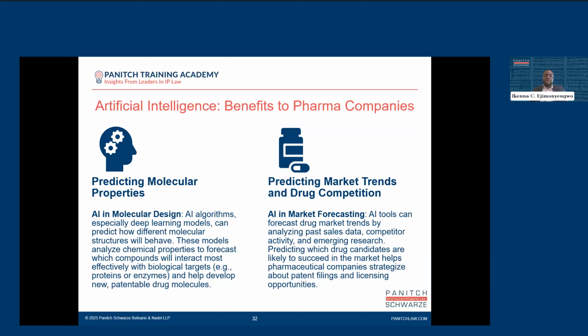Another important role that AI plays is that it can predict the commercial success of a drug. This helps pharmaceutical companies make informed decisions about which drugs are worth pursuing in the first place. So by analyzing factors such as clinical trials, again, it gives companies valuable insights on which candidates are likely to yield the most return on their investment. Next slide, Sean.